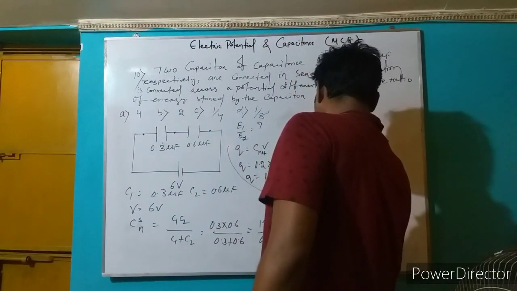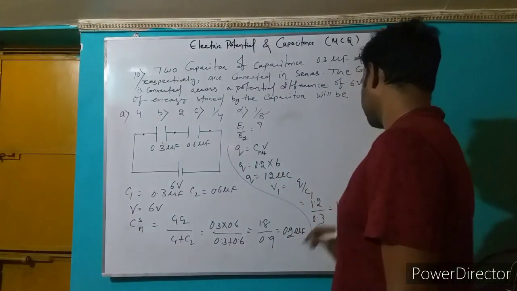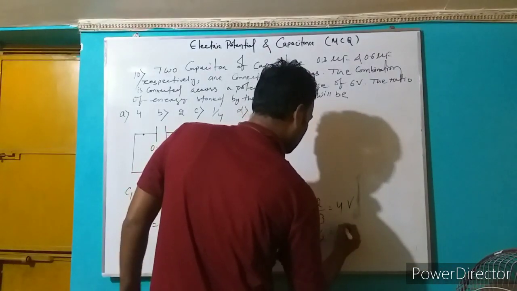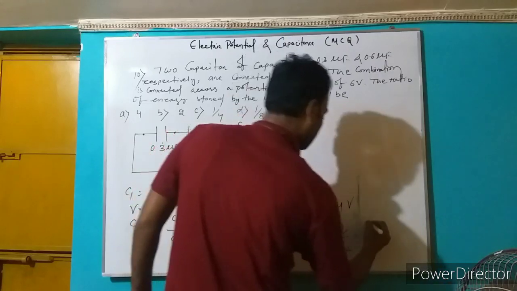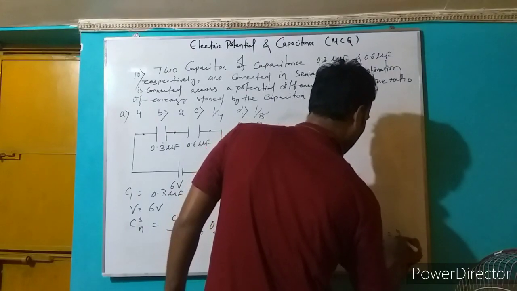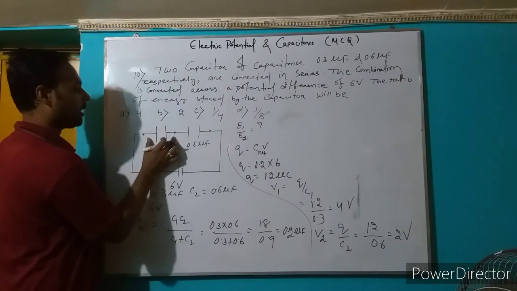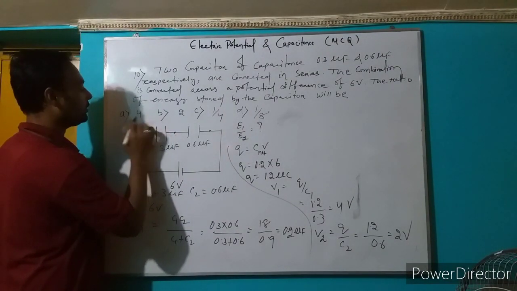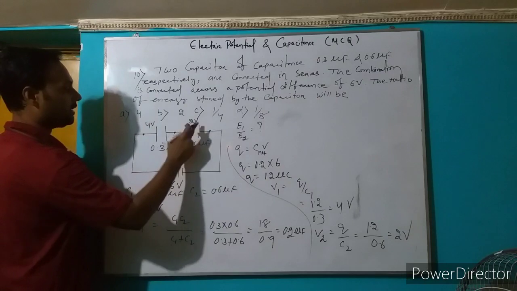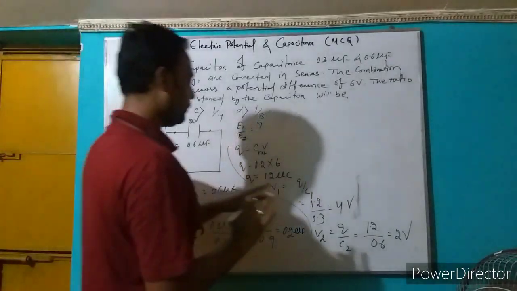So Q is 1.2 divided by C1, that is 0.3, equal to 4 volts. Similarly V2 equal to Q by C2, that is 1.2 divided by 0.6, equal to 2 volts. So the potential difference across capacitor 1 is 4 volts and across capacitor 2 is 2 volts. Adding both, we get 6 volts, so our answer is correct.